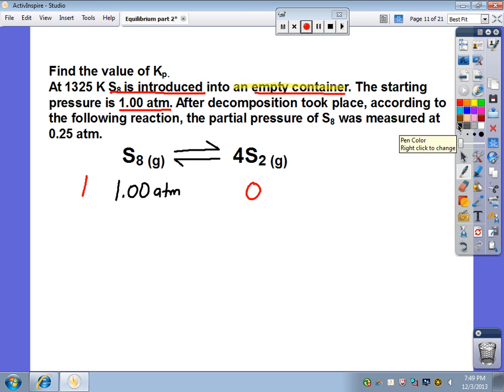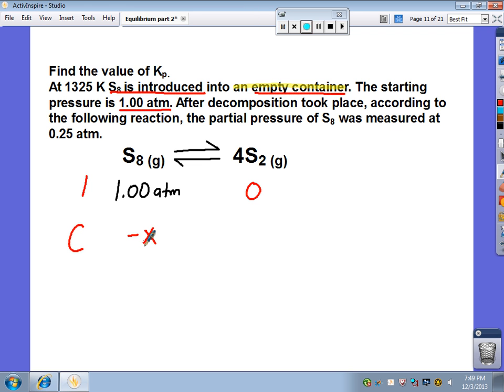This is where I do my C for my change. This is going to go down by x because there's a 1 out here. What's this going to go up by? Oh, look, there's a 4 out here. So that means it's going to go up by 4x because this is a 1 to 4 relationship. So there's my I, my initial. 1 atmosphere of S8 is introduced. No atmospheres of S2 is present. My change, S8 is going down by x because there's a 1. My S2 is going up by 4x because there's a 4 out front, and it's a product, and there's nothing there, so it's going to be produced.